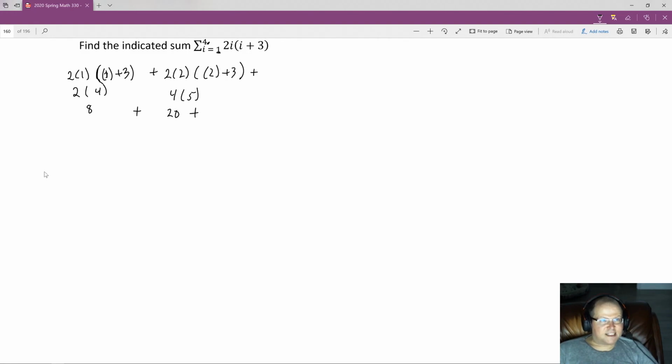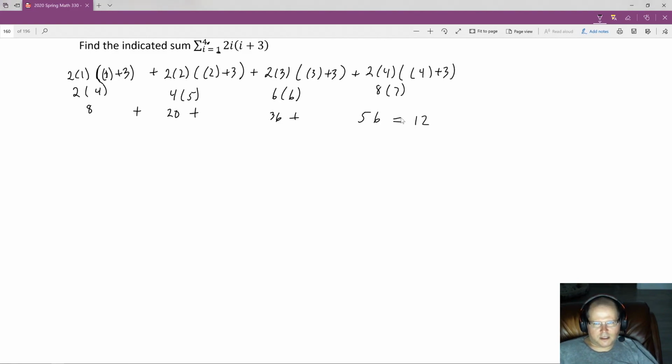Now we're on to when i is equal to 3. So we're going to say 2 times 3 times 3 plus 3. 2 times 3 is 6. 3 plus 3 is 6. 6 times 6 is 36. Next, we're going to do the fourth one in the sequence. So everywhere I see an i over there, instead I'm going to be plugging in a 4, which gives me 2 times 4, parenthesis, 4 plus 3. 2 times 4 is 8, and 4 plus 3 is 7. 8 times 7 is 56. This is equal to 120.